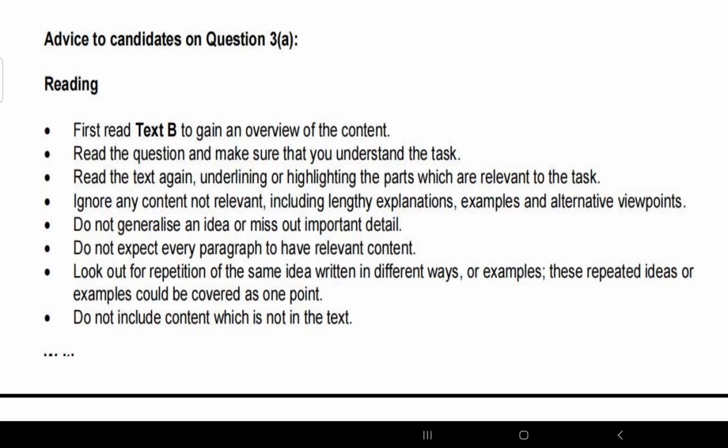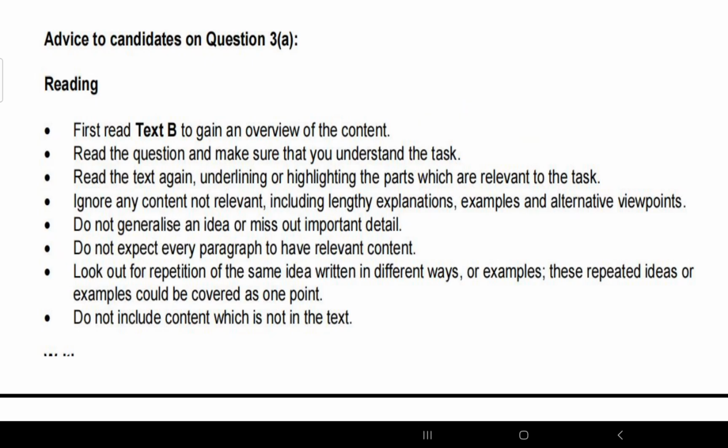Advice to candidates on question number 3A. Once you have this paper in your hand, you have text B in your hand. So what you have to do? First, read text B to gain an overview of the content. Second, read the question and make sure that you understand the task. Third, read the text again, underlining or highlighting the parts which are relevant to the task.